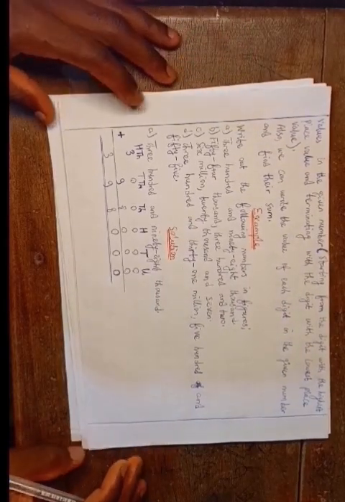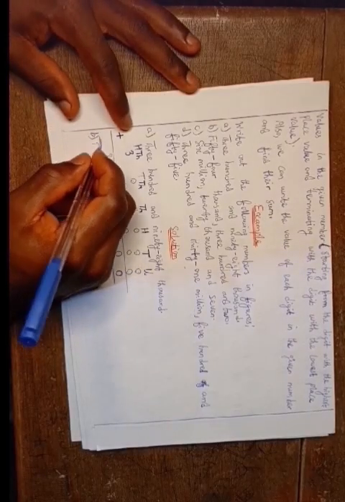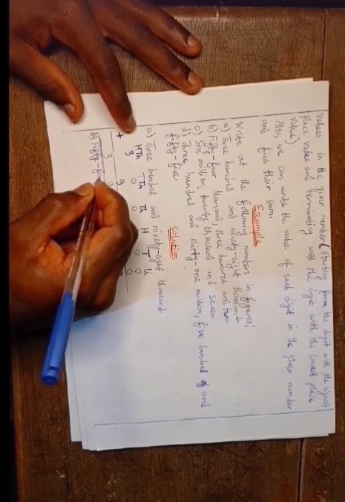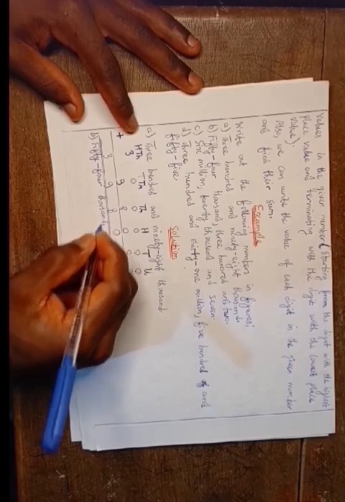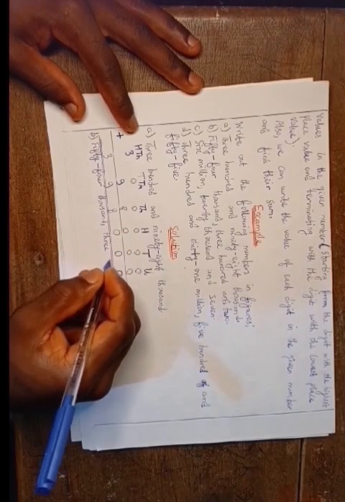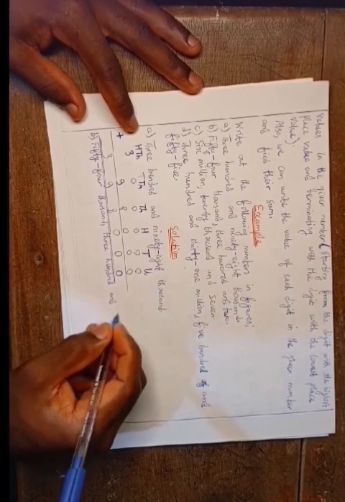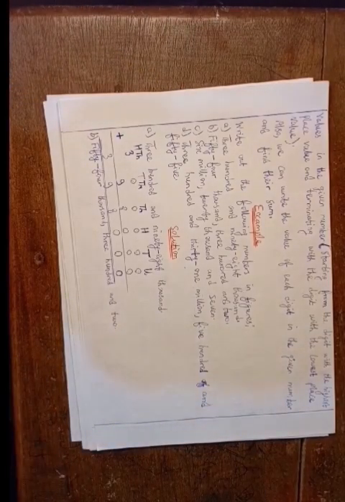We can move now to B. B says 54,302. So first thing, we need to start by writing out the place values starting from the highest place value of the number.